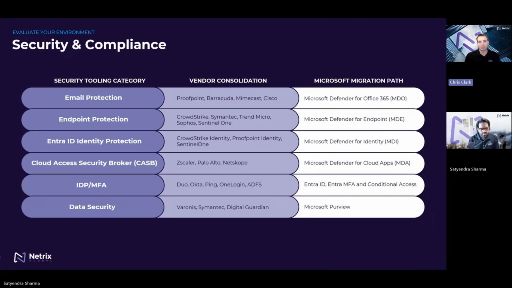But then also with Entra ID, you have conditional access. So maybe if you have third-party MFA tooling like Duo or RSA, there's also a cost takeout and migration path component there. And then finally, revolving more around the compliance side and data security, we look at common vendors like Varonis, Symantec, Digital Guardian, and how they translate or migrate with a path to Microsoft Purview.